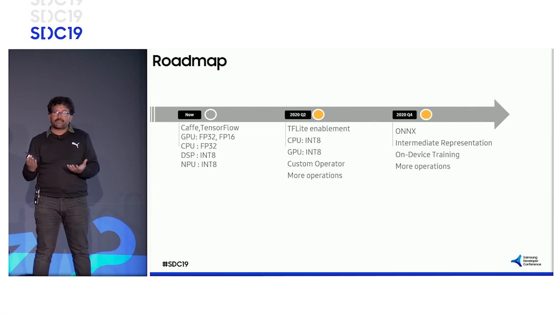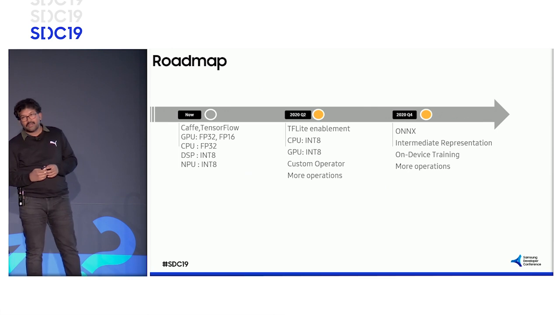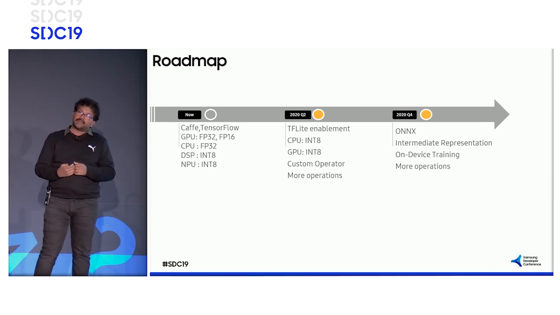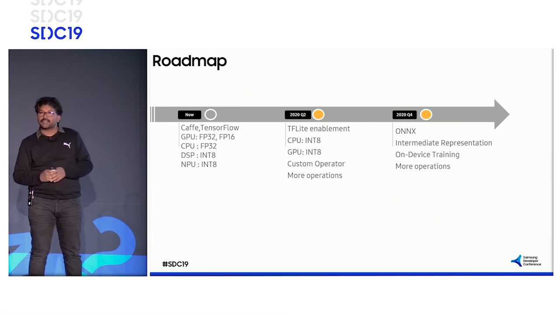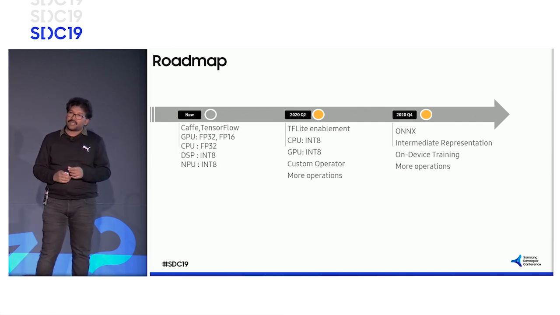We have seen the backends like various computing units: CPU, GPU, DSP, and NPU. So seamlessly we need to plug in. Every week one operation is produced in the market, and every month one network. That's why intermediate representation is one of the key factors, and that's how we would like to enable it. And also on-device training.